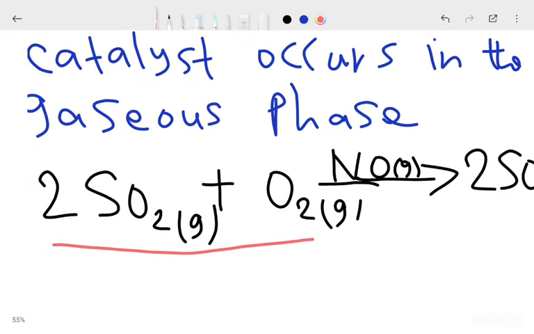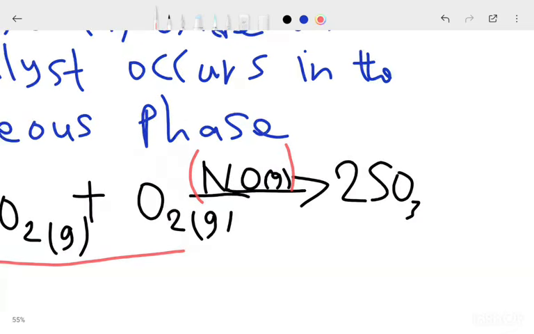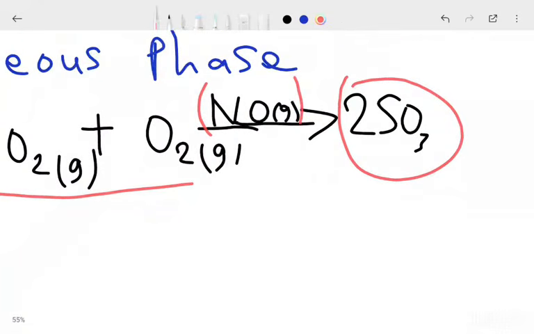Now these are the reactants. Why the one at the top of the arrow is the what? Look at it. Nitrogen 2 oxide is the catalyst. Are you getting it? Why the product here is this one, right? Which is sulfur 6 oxide. Okay, sulfur 6 oxide.